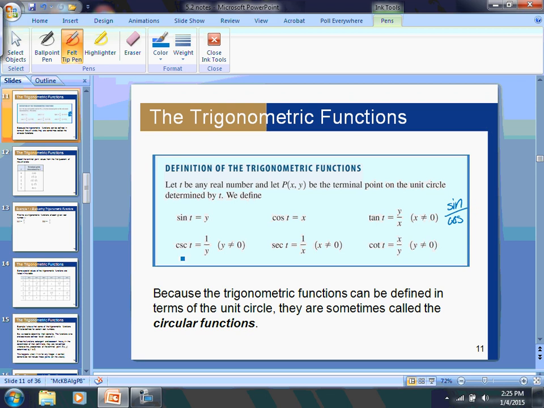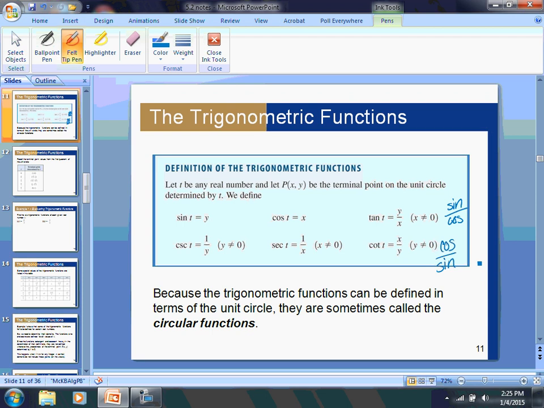And then cosecant is the inverse of sine, so that's going to be 1 over y. And then secant is the inverse of cosine, so it's going to be 1 over x. And then cotangent will be the inverse of tangent, so it's going to be x over y, or cosine over sine. So that's the other way that we want to remember tangent and cotangent now. So we really need to focus on tangent being sine over cosine.